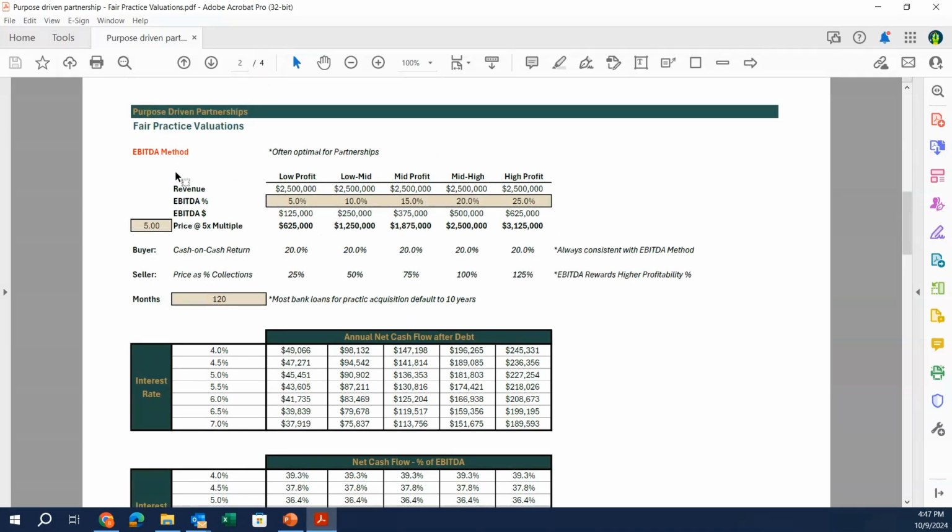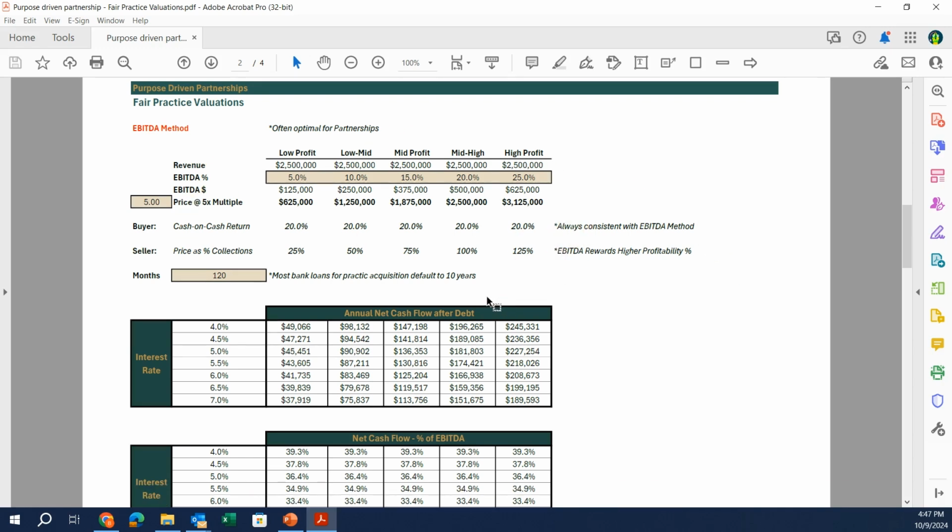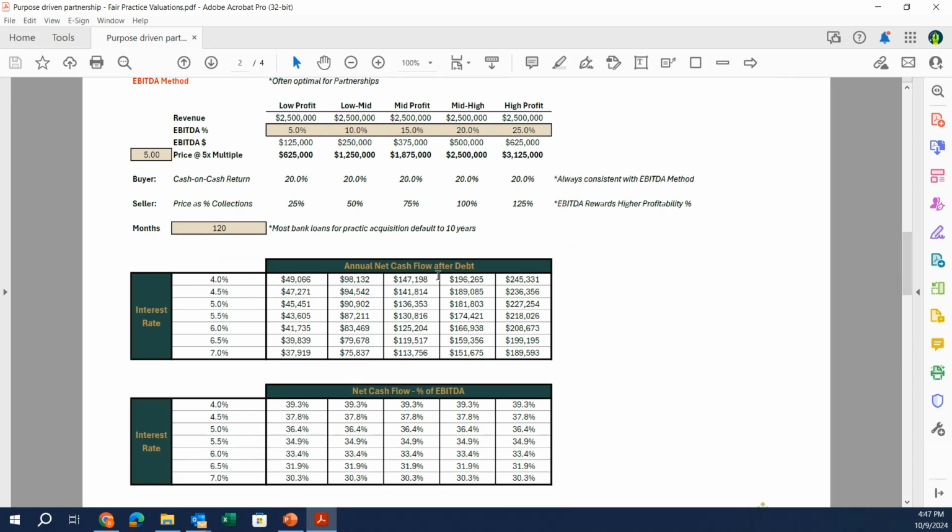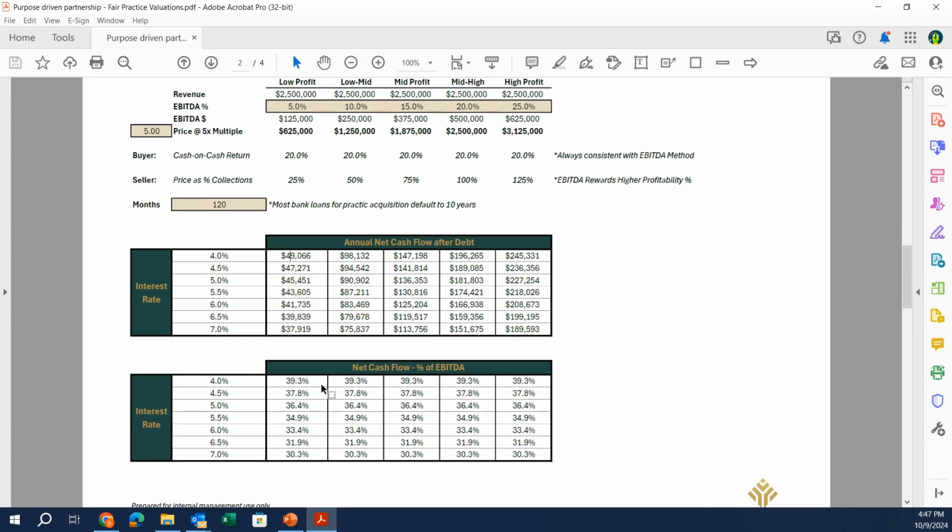On page 2, we have the same information at the top, so this is exactly the same, but this time we're looking at the annual net cash flow after you pay that debt. Once again, here are the numbers, but I'm going to focus on the percentages. And here you see that between 40 and 30% is what is always available as net cash flow using the EBITDA method.